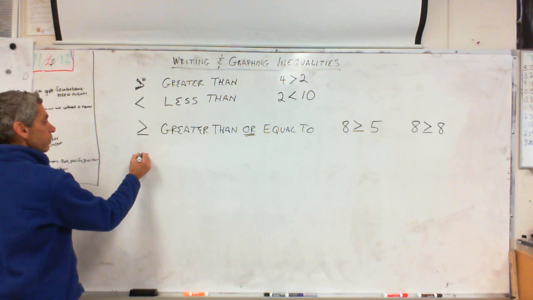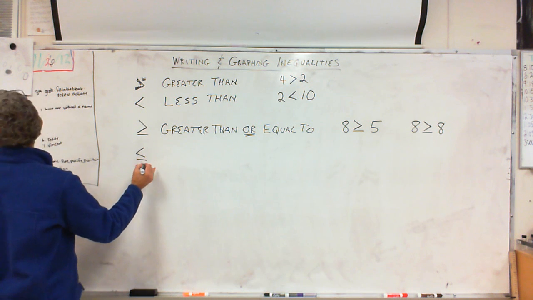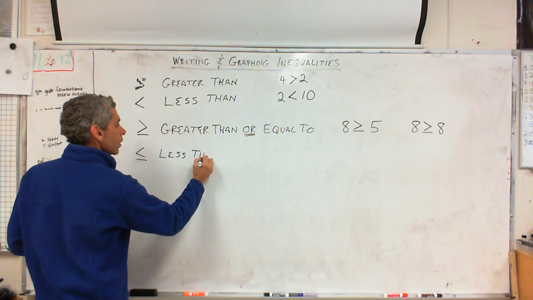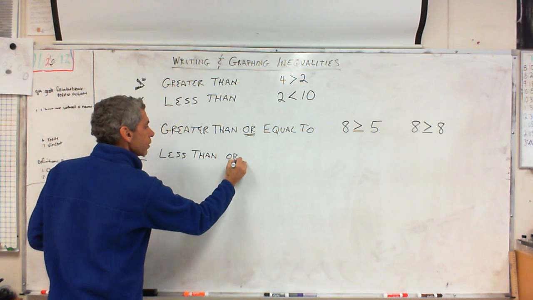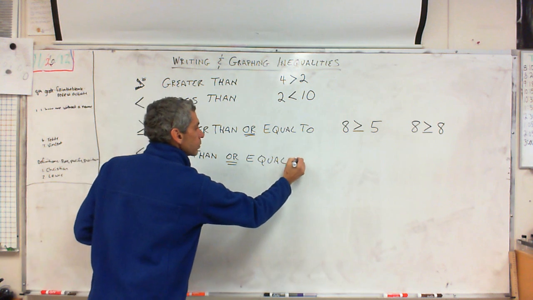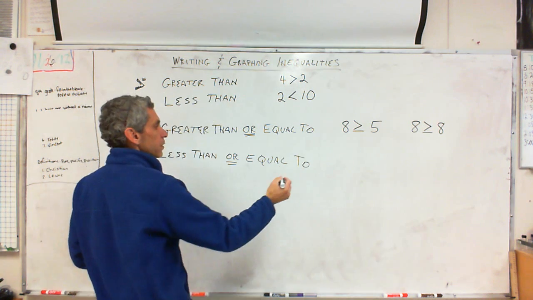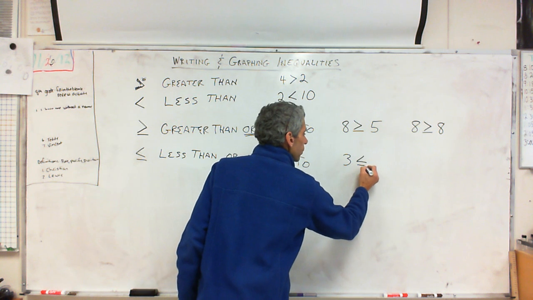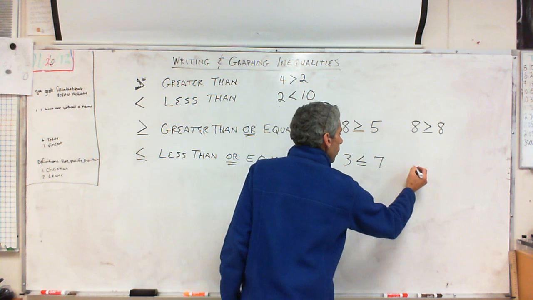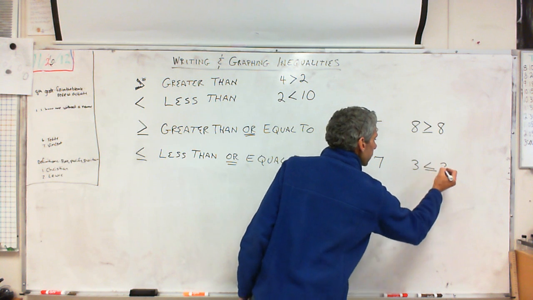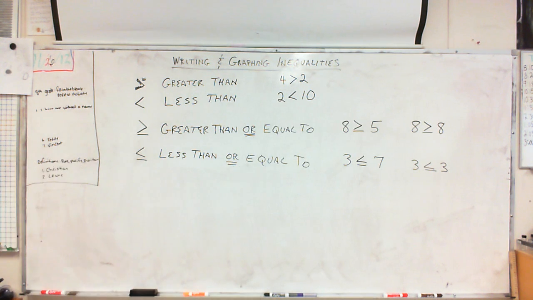Now let's do less than or equal to. Less than or equal to. So I could say 3 is less than or equal to 7. Or I could say 3 is less than or equal to 3. Both of those would be accurate. Both of those would be true.